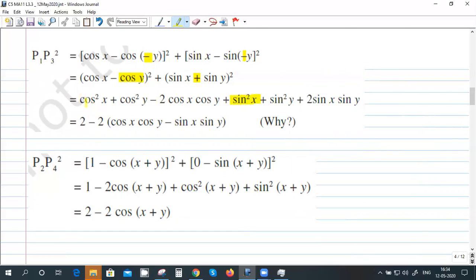Sine square x plus cos square x is how much? Sine square plus cos square? It's 1. Yes, sin square plus cos square is always 1. And similarly sin square y plus cos square y, that's another one. So those two will give us 2. And the remaining, minus 2 cos x cos y and plus 2 sin x sin y, is being written like this.